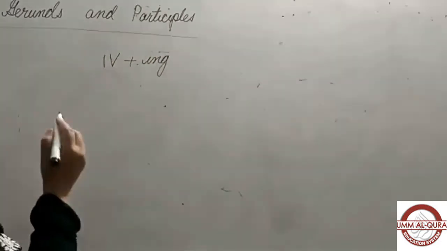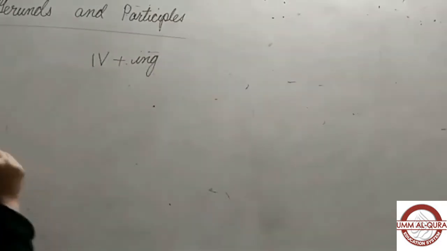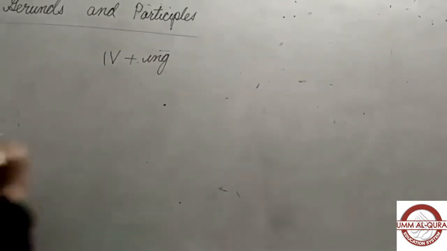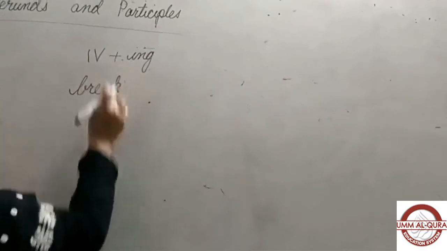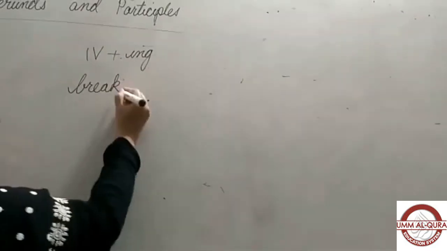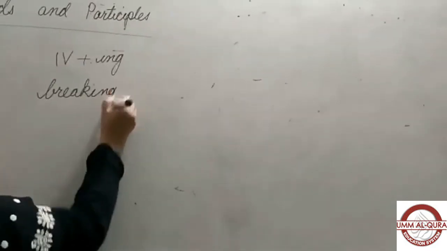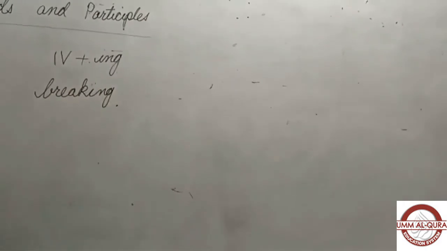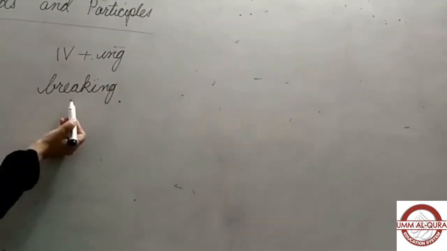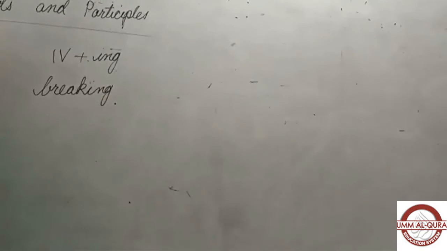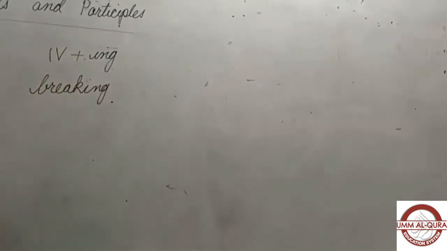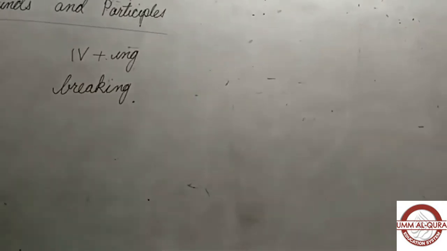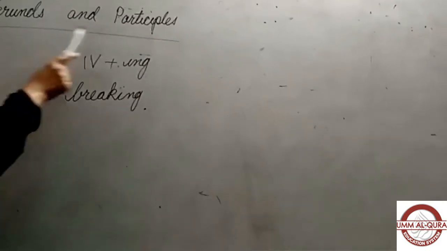Let me give you an example. For example, break, B-R-E-A-K. Break is the first form of the verb. When we add -ing to it, it becomes breaking. Now, this breaking can be used as a gerund as well as a participle. How will we decide whether it is a gerund or a participle?